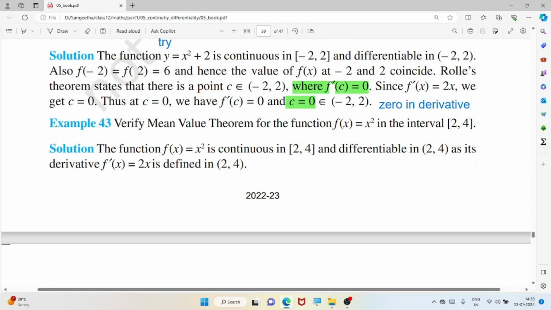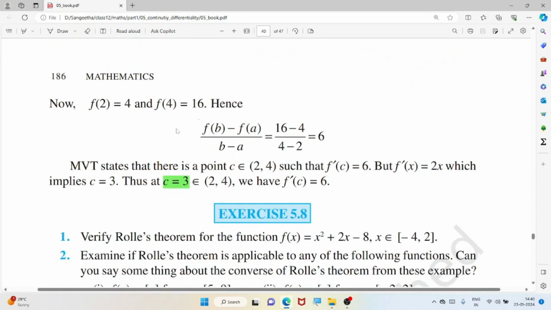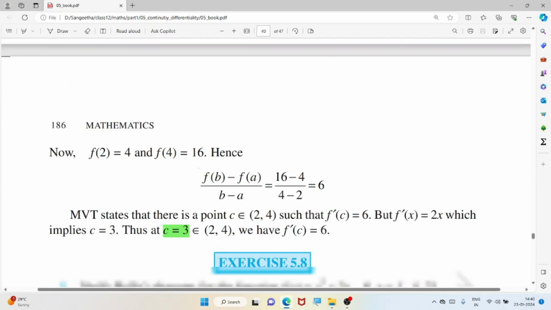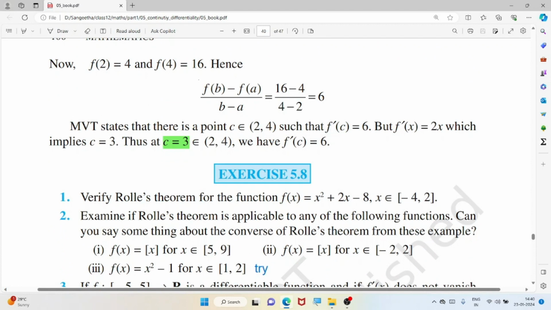Now the mean value theorem for the function in this interval. Use the formula: f of 2, f of 4 is 16, 16 minus 4 equals 6. MVT says that there is a point c within this range such that f dash of c is 6. What is that point here? f dash of x is 2x, and when x equals 3, this value will become 6. That 3 lies in between 2 and 4. That is what MVT says.